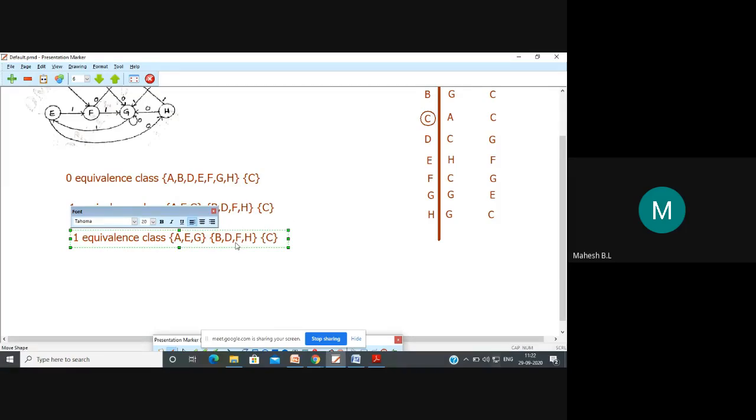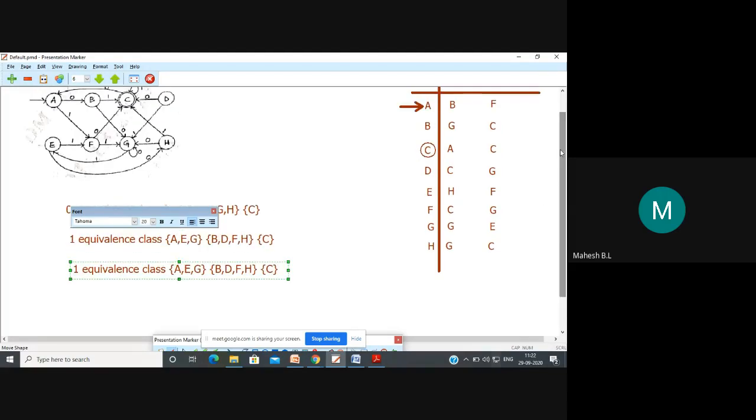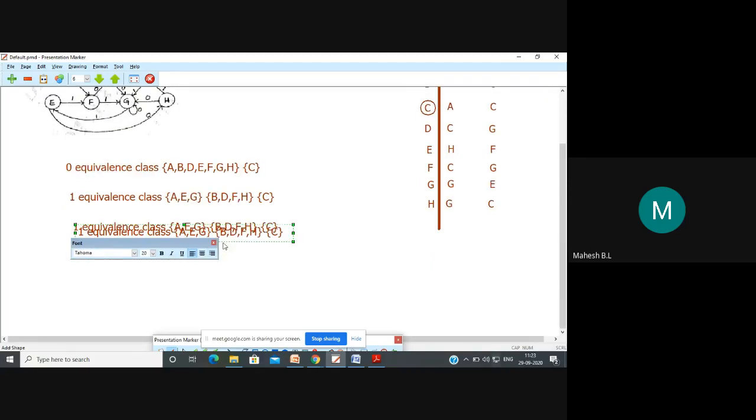So next, what we have, A, E, G. Let's try whether A, E, G can be partitioned. So A: B and F both are here. E: H and F both are here. G: G and E both are here. That means G can be separated from A and E. As of now, we can separate G from A and E. So G is a separate class now.